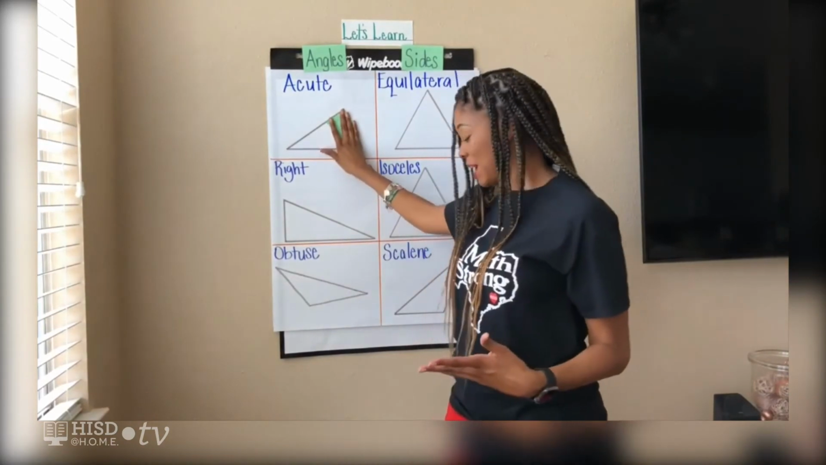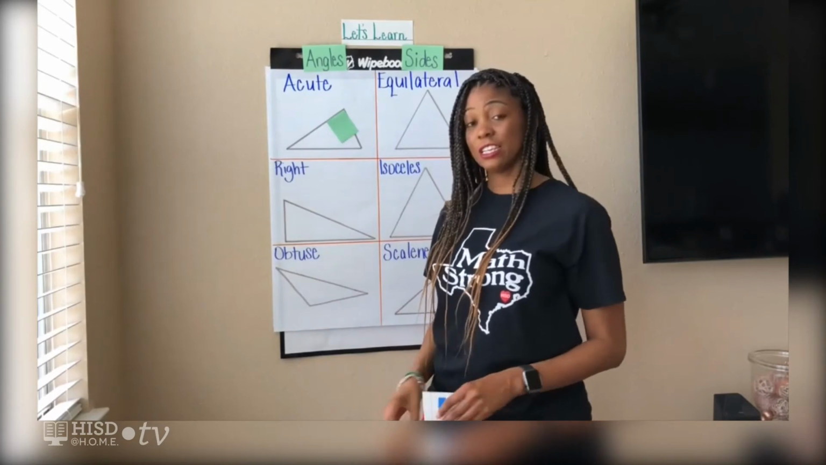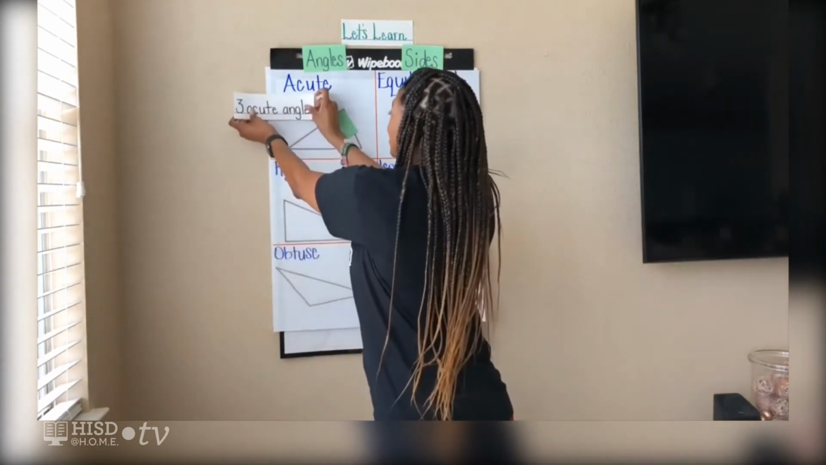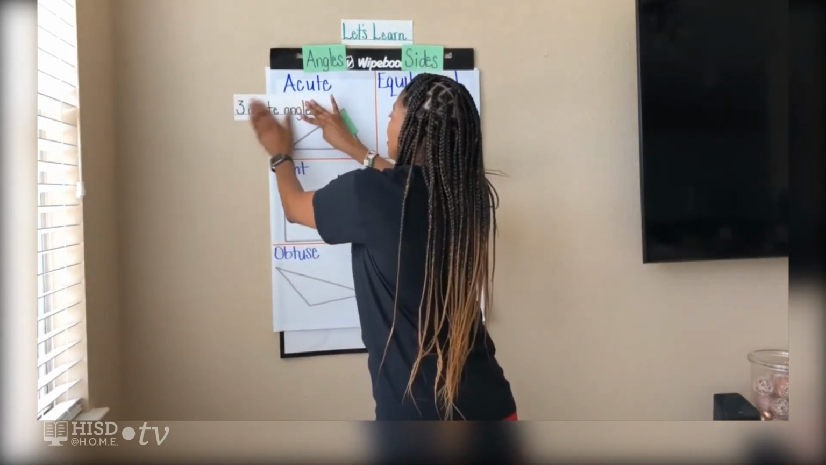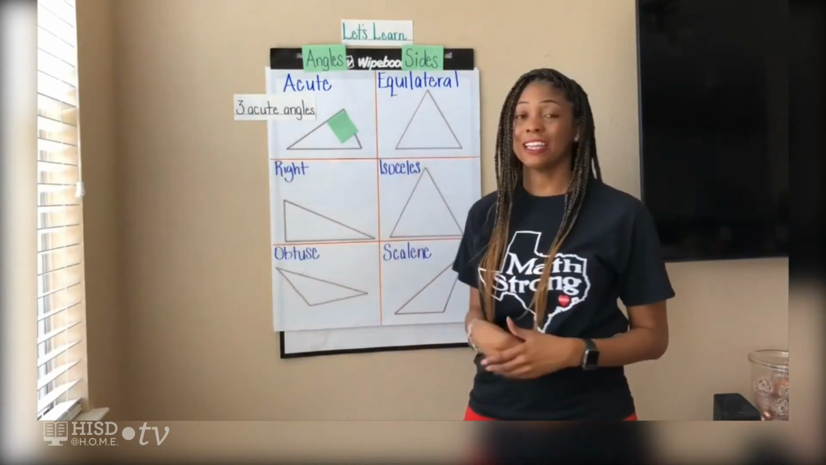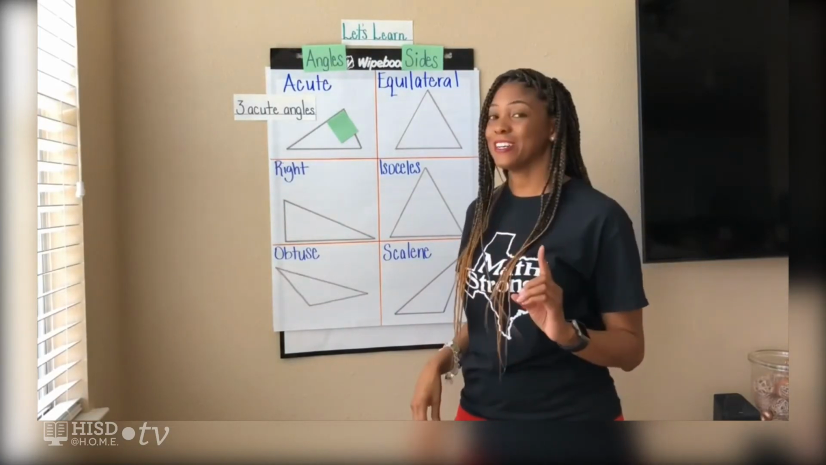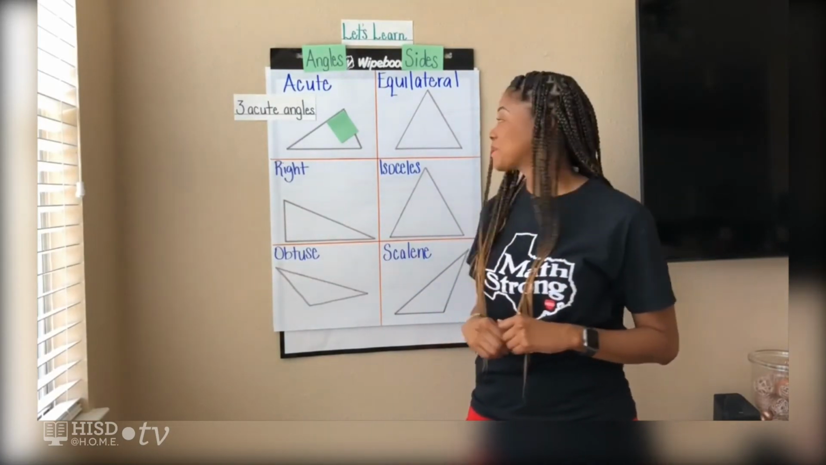So when we talk about acute triangles, it tells us that an acute triangle has 3 acute angles. That is why this one is called an acute triangle. So we have one down. Let's talk about the right.